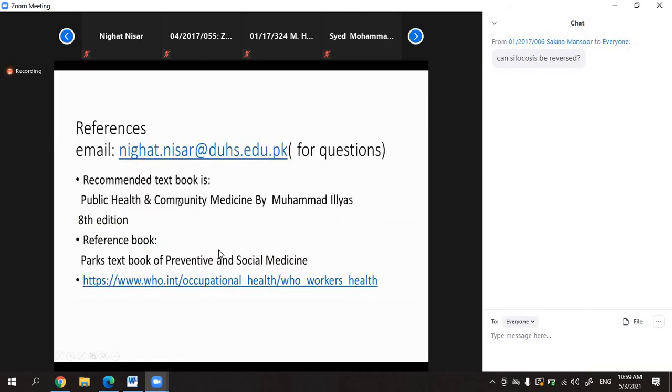So these are the reference books, and there are websites. You can go to the WHO websites where you can find all this legislation, preventive measures, treatment, and what can be done. If you have any questions, we can take questions first, and then we have small videos which will make your concepts more clear.